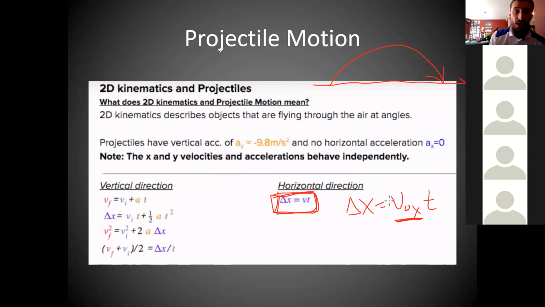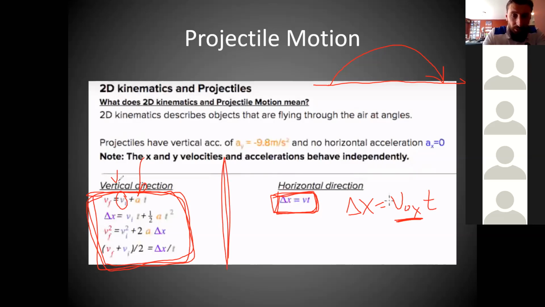All right? You can't use velocity initial in the X with the Y equation. That does not work. Okay? So in the Y direction, you're going to use your normal equations. These are the ones you got from the last PowerPoint, right? The VF equals VI plus AT. Well, your A here is going to be negative 9.8. Your VO is going to be VOY because you're only in the Y direction, all right? Does this make sense, everybody, that there's no acceleration in the horizontal direction? Okay.